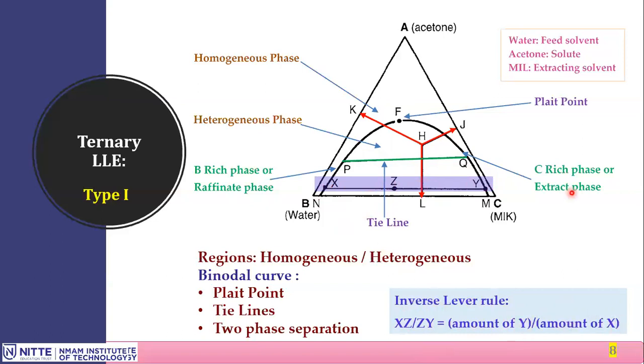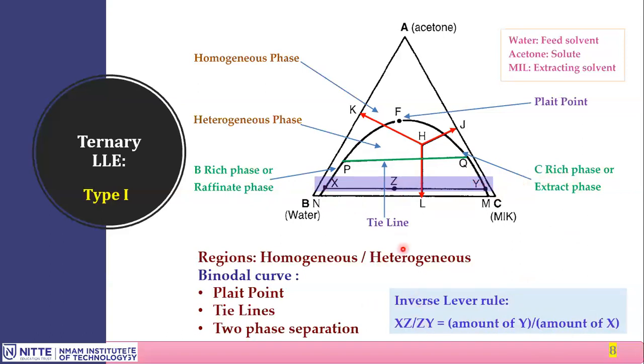Amount of Y is nothing but the extract phase quantity, and amount of X means how much raffinate you have got. Quantity, not concentration, it's quantity, moles or kg, like that. So it is opposite. You can see this XZ gives you the quantity, XZ is in the numerator here. The extract is the opposite side of it, extract is Y, and this one is in the numerator, right? So that's the opposite side of it.